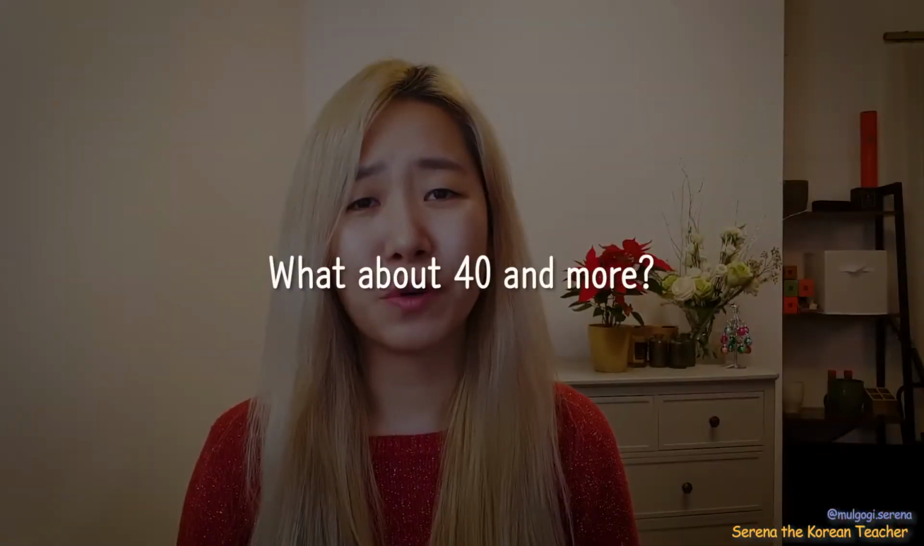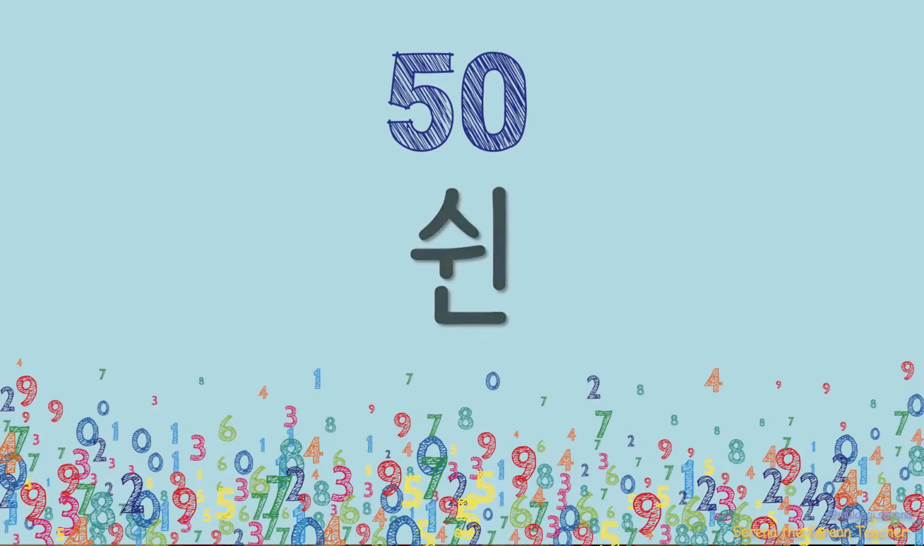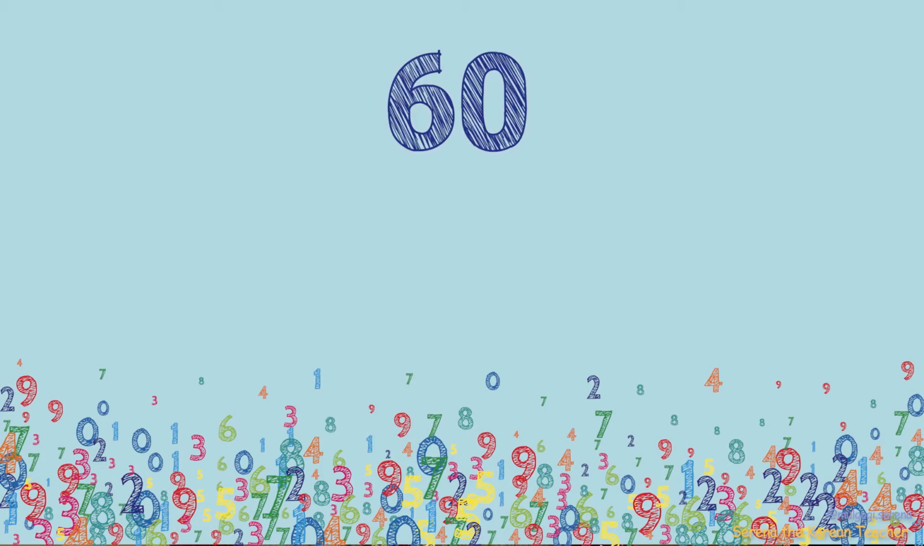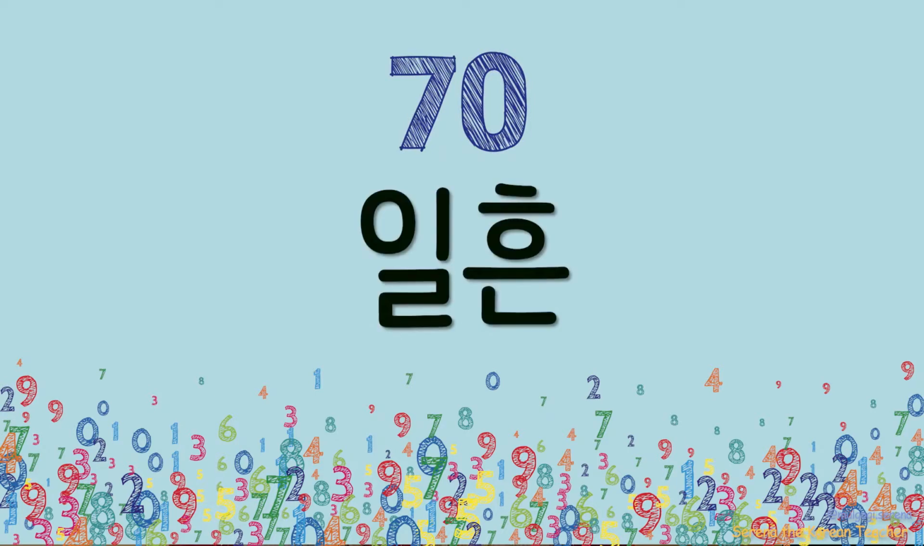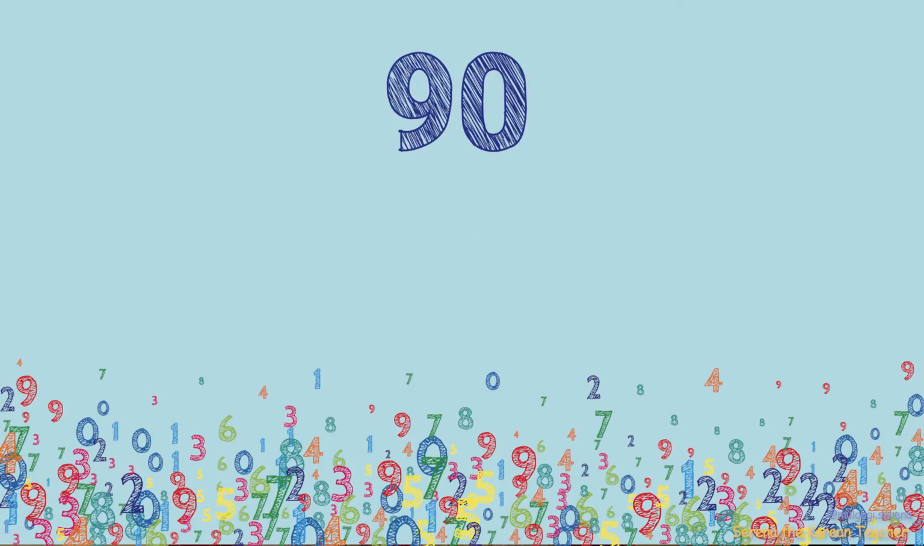Let's just go through it one by one. 열 was 10, 20, 스물, 30, 서른, 40, 마흔, 50, 쉰, 60, 예순, 70, 일흔, 80, 여든, 90, 아흔. And what about 100?